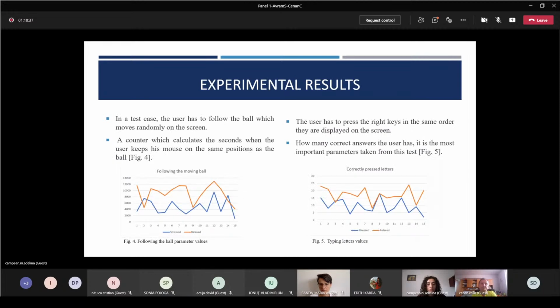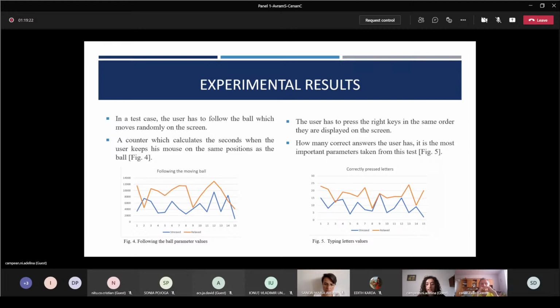The first experimental results were obtained in the first scenario, where the subject had to follow the randomly moving ball. The first parameter saved from this scenario is the counter which calculates the seconds when the user keeps his mouse on the same position as the ball. In figure 4, there is a graph made from this parameter which contains the two states of the subject, stressed and relaxed. The blue line represents the case where the subject is stressed, having lower values, because he failed to keep the mouse on the same position as the ball for a long time. The orange line represents the case where the subject is relaxed, with higher values, because he managed to keep the mouse on the same position as the ball for a long period of time.